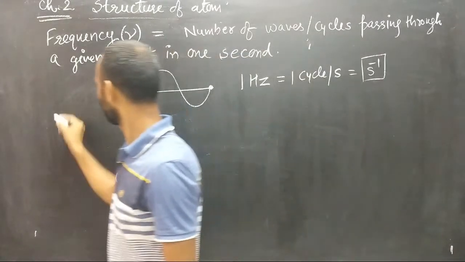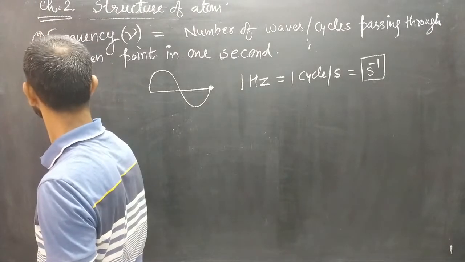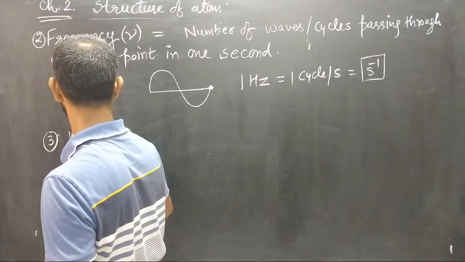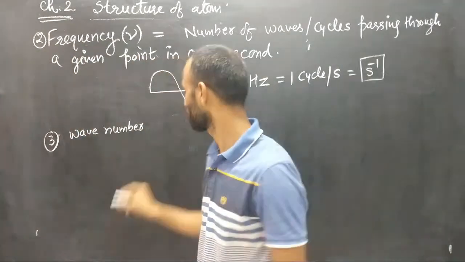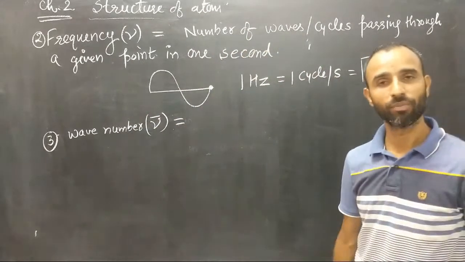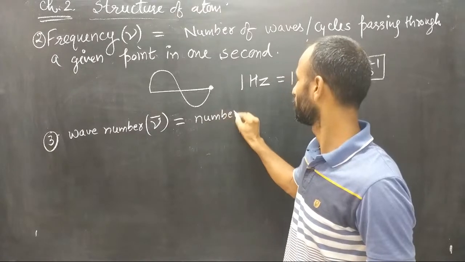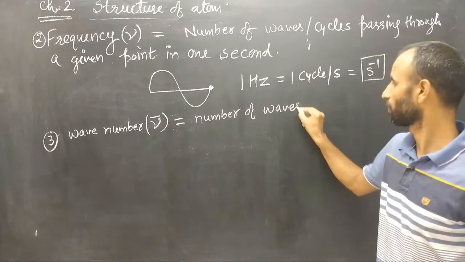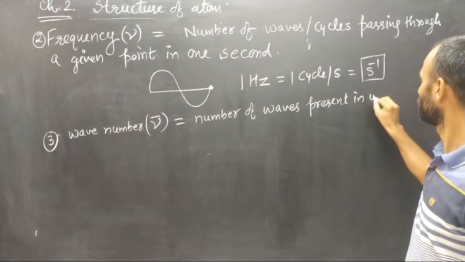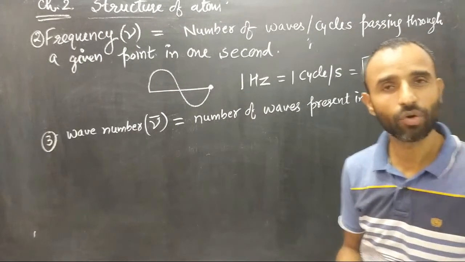Okay, now next is wave number. Wave number is denoted by nu bar, and it is equal to the number of waves present in unit length. Means 1 centimeter or 1 meter.